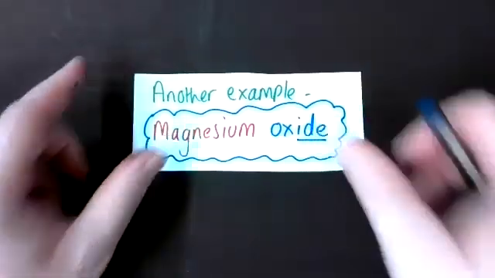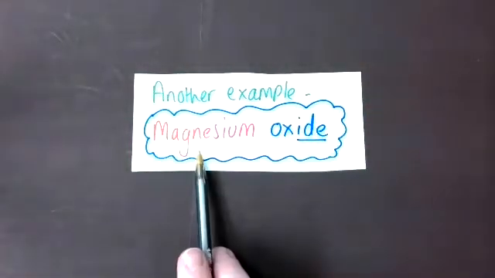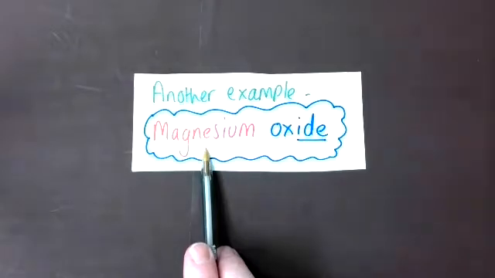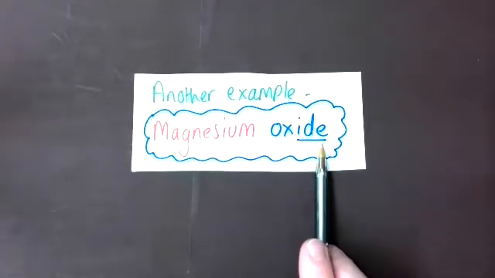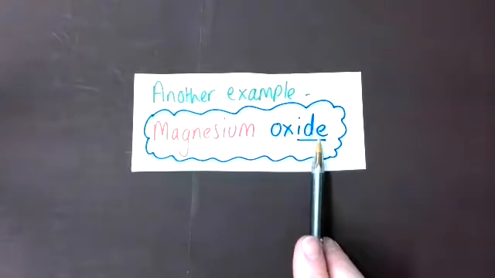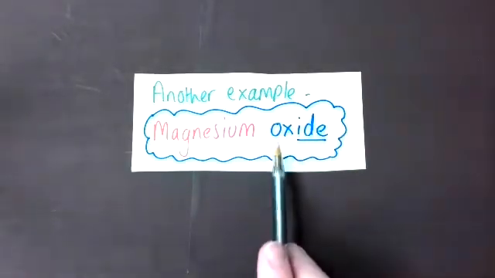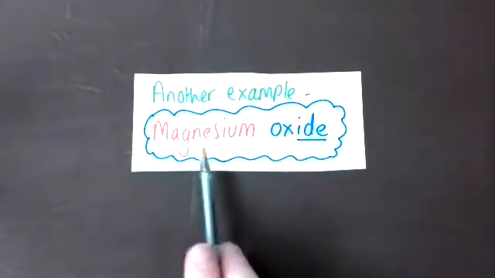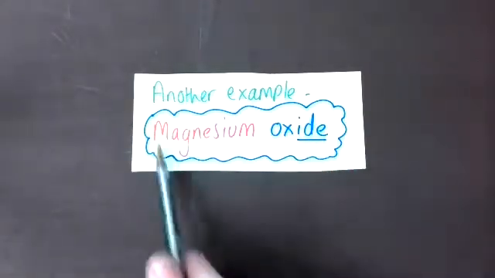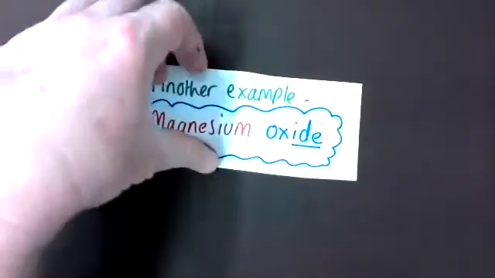Another example is this one. And I've done this one because we've got the metal ion, magnesium, and oxygen combining, but we don't call it magnesium oxygen because the oxygen atom has become an ion and we now call it an oxide. So magnesium oxide is the name of this compound.